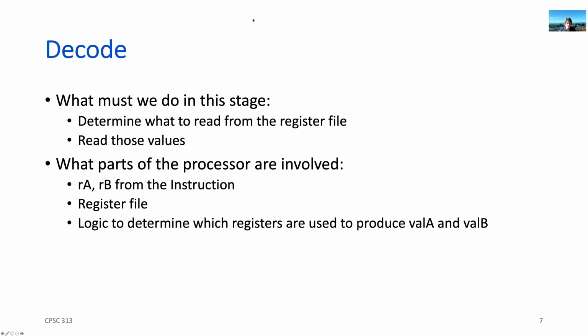Stage 2 is the decode stage. The responsibility of the decode stage is to determine what registers we need to read from the register file and then actually read those values. So clearly, we're going to need the RA and RB fields from the instruction, and we'll need the register file. But we're also going to need some logic to determine which registers are going to be used to produce the values that come out of the register file.